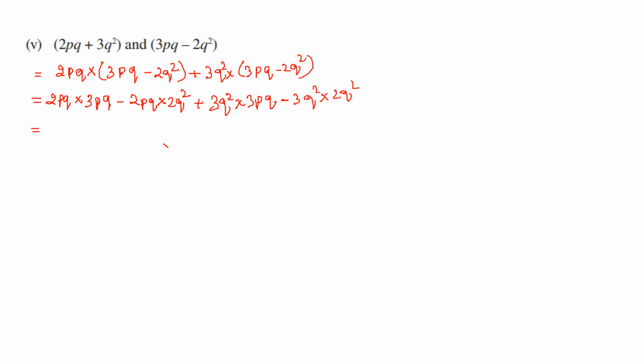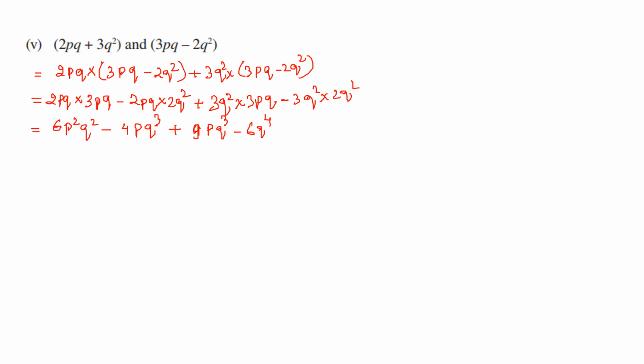So if you solve it, 2 3s are 6, p square q square minus 2 2s are 4, p q cube plus 3 3s are 9, p q cube and minus 6q to the power 4. So just see if there is any like term. So we have to combine that like term. So we can see over here that minus 4pq cube plus 9pq cube, they both are the like term. So we have to combine it.